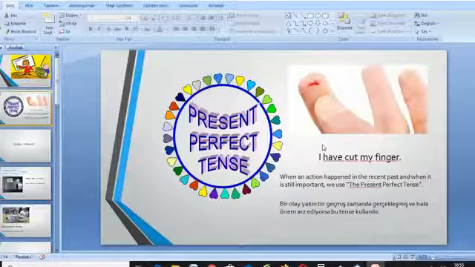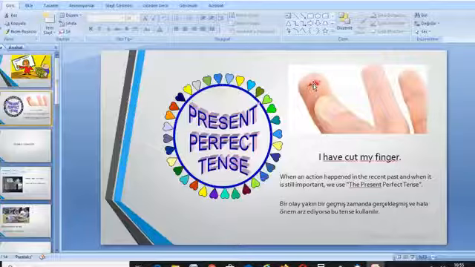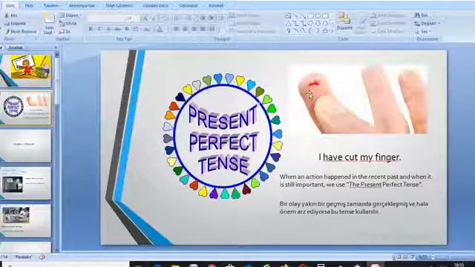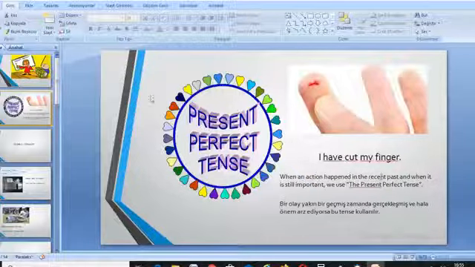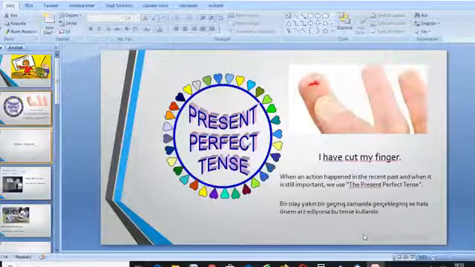We use present perfect tense for actions that happened in the recent past. There are different usages, but one of them is that. Look, what's the problem? I have cut my finger. So look, it's still bleeding. So I've cut it. Yes, it happened in the past, but it's still bleeding. Or maybe it happened in the recent past, a very short time ago. So when an action happened in the recent past and it's still important, we use present perfect tense. Yes, you can read the Turkish one here.